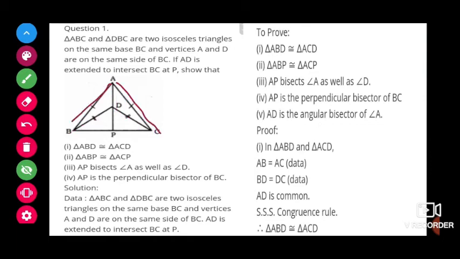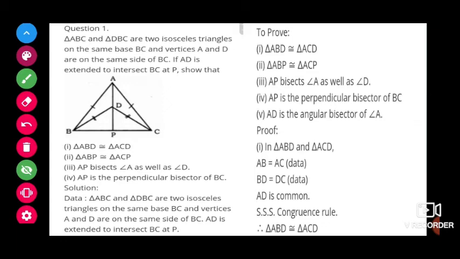AB is equal to AC. Next, BD is equal to DC. Next, AD is equal to AD because this is common for both. So by using side, side, side, all the three sides are equal, then we can say that the two triangles are equal. That's it.